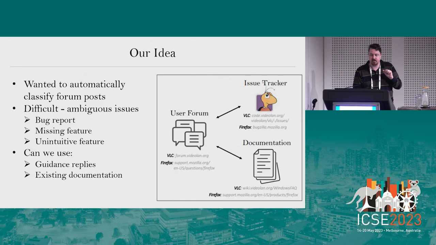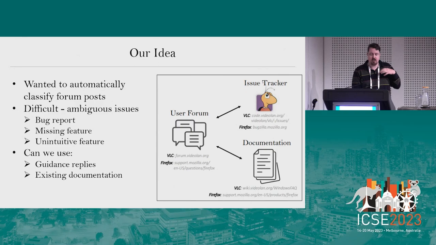So when we came to do this work, we were interested in automatically classifying this requirement information. One of the challenges here is that because of a lot of information, it can be time consuming. So having classification tools can be very useful. One of the roadblocks we ran up against is that the information in forums can be quite ambiguous. If a user is posting an issue, you don't always know if they're describing a bug report or if it's just a missing feature or maybe an unintuitive feature.